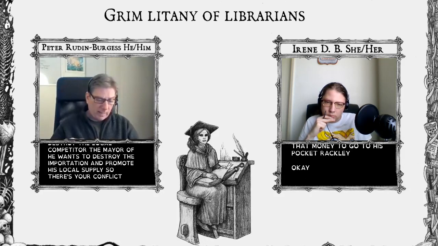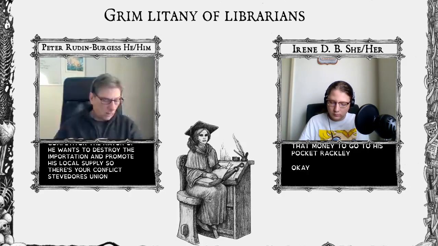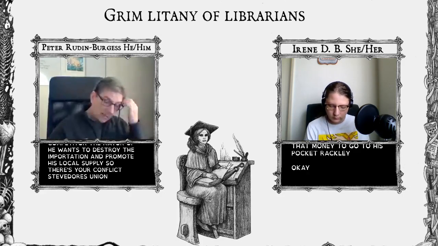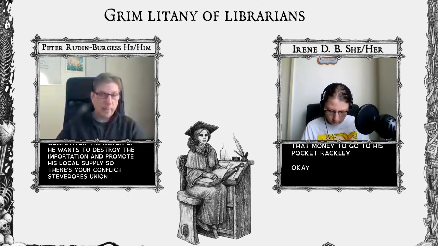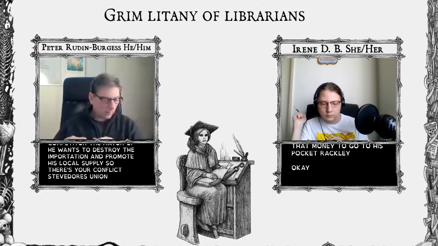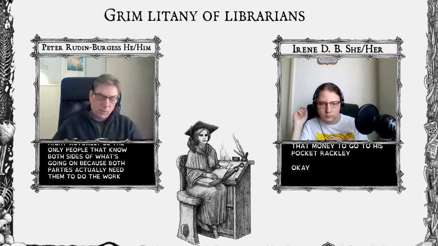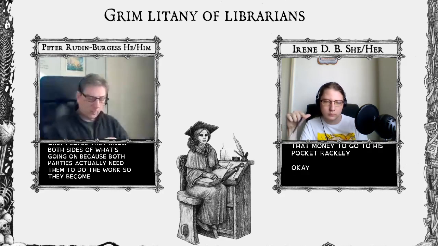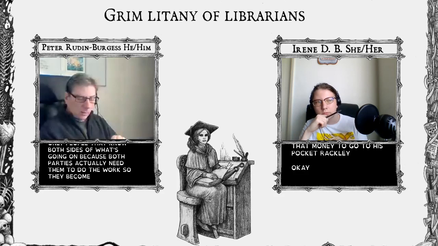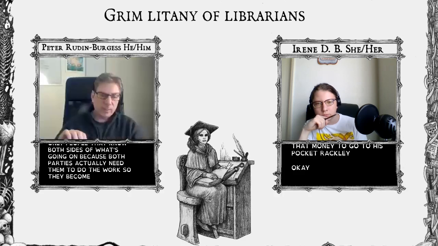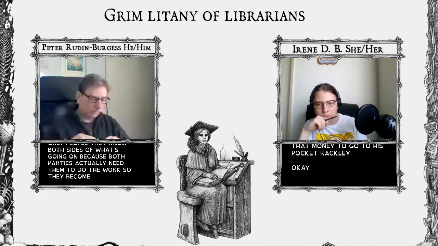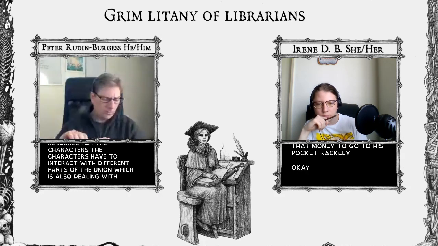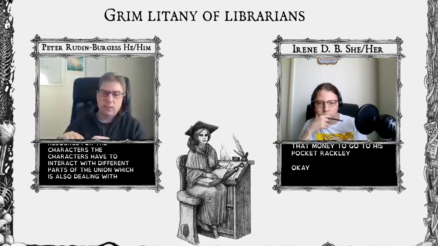And the Stevedores Union, they might actually be the only people that know both sides of what's going on, because both parties need them to do the work. So they become an essential resource for the characters. The characters have to interact with different parts of the Union, which is also dealing with increasing numbers of its members being addicted to blood schnapps.